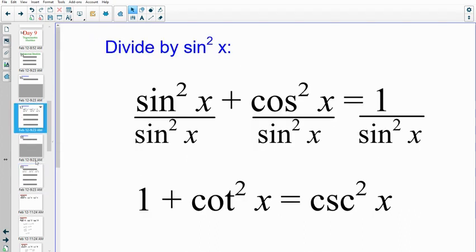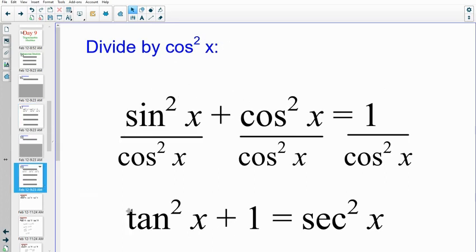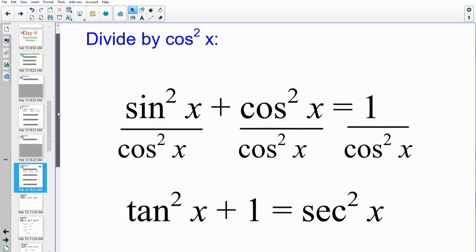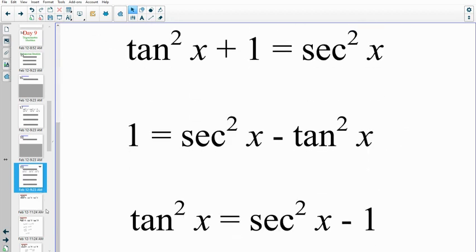1 plus cotangent squared equals cosecant squared, and tangent squared plus 1 equals secant squared. So if I see a tangent squared plus 1, or a secant squared, I can make this substitution. And if you want to spend a lot of time writing things down, write all three of these down. But these two bottom ones are just rearrangements of the top one, subtracting 1 from both sides, or subtracting tangent squared from both sides. So there we go. Those are all the identities.